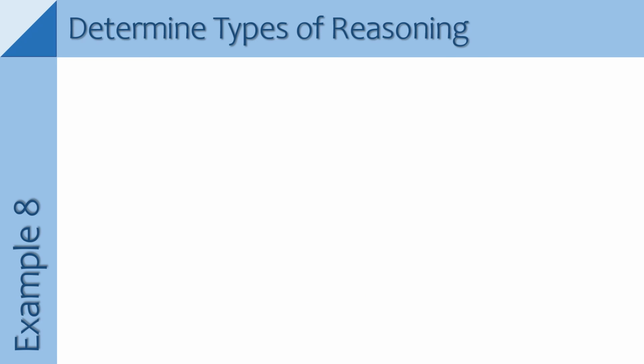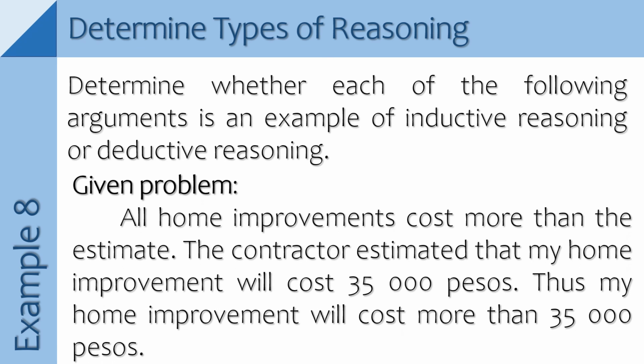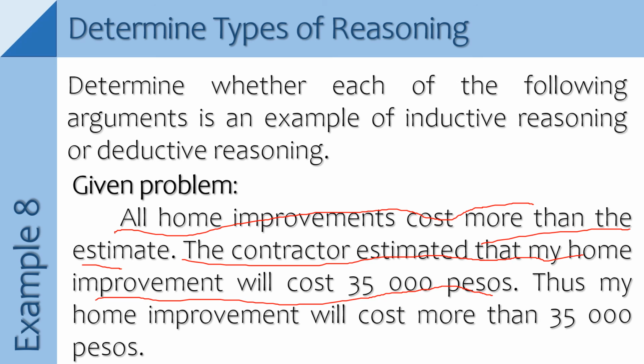Okay, next. Determine whether each of the following arguments is an example of inductive or deductive reasoning. The given problem: all home improvements cost more than the estimate. The contractor estimated that my home improvement will cost 35,000 pesos. Thus, my home improvement will cost more than 35,000 pesos. So what kind of reasoning is this?